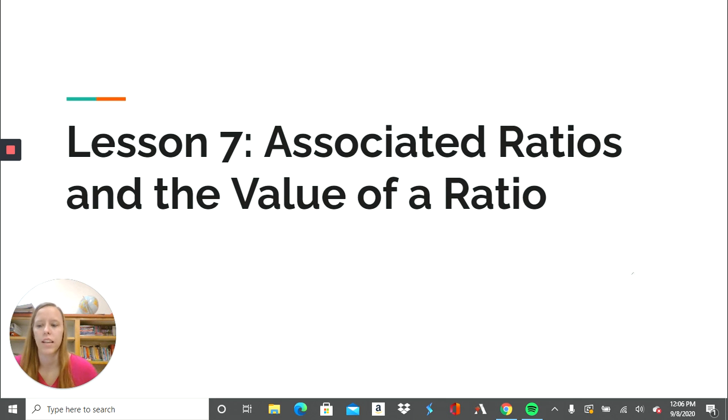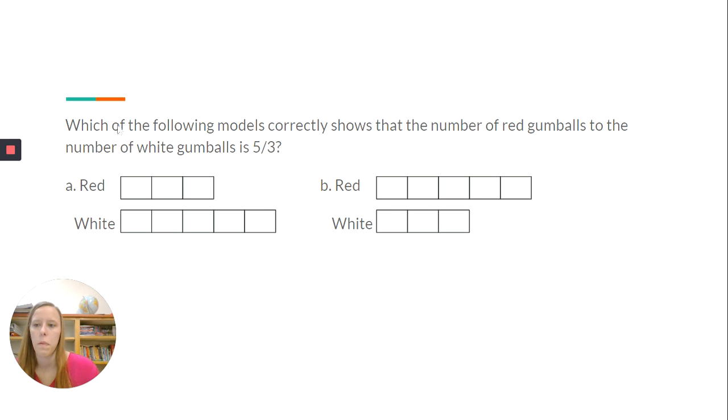So we looked at equivalent ratios, and now we're going to be looking at associating ratios and the value of a ratio. So we have, which of the following models correctly shows that the number of red gumballs to the number of white gumballs is 5 to 3?